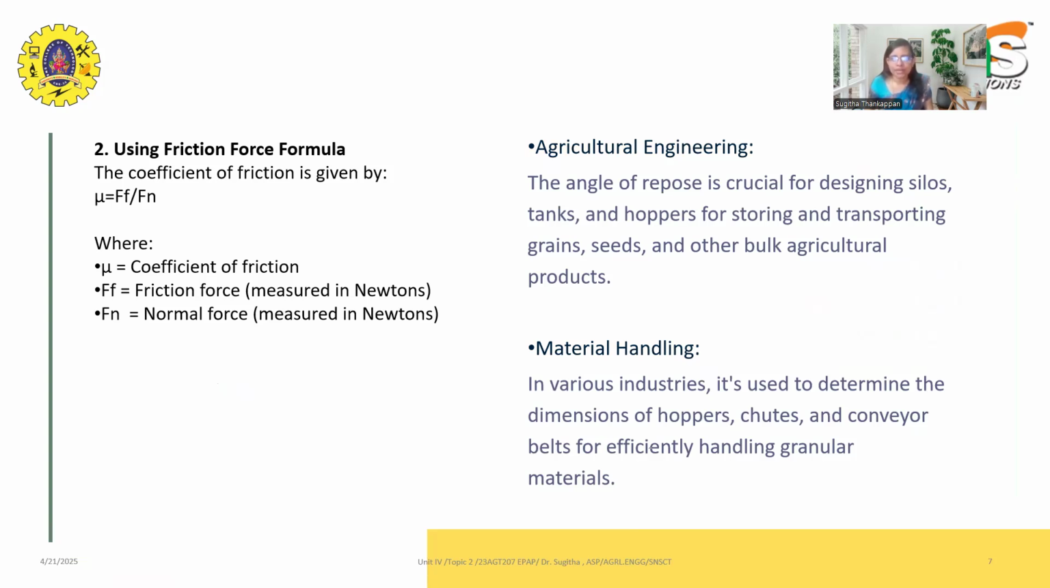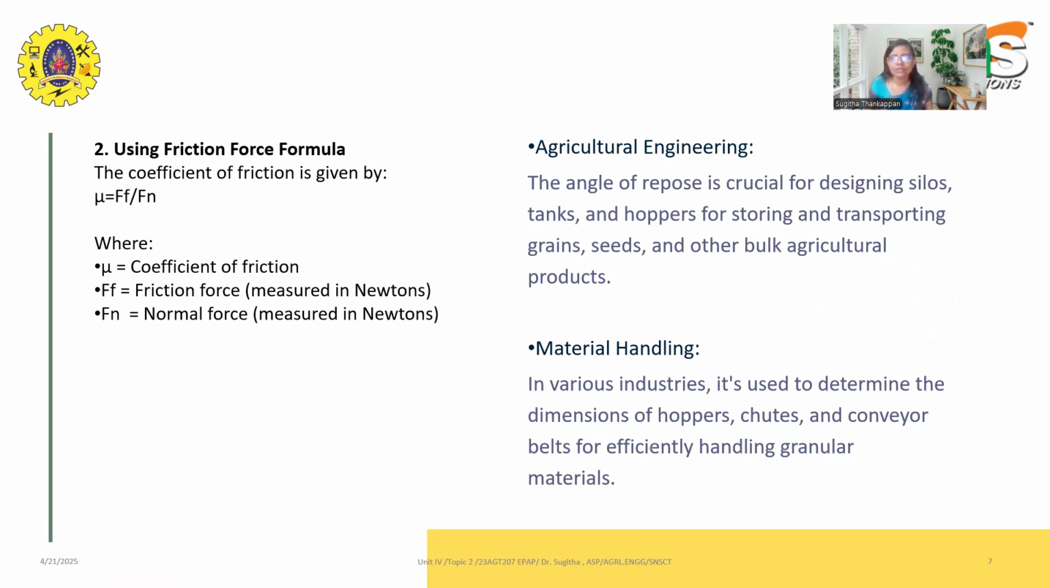So far we have studied the angle of repose. So what is the angle of repose? It is the angle between the horizontal base and the inclined side of the object when it is allowed to fall to form a pile. So what is the formula here? Theta is equal to tan inverse of h by r.